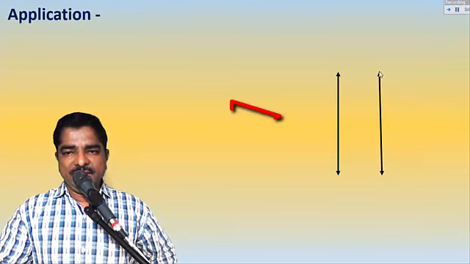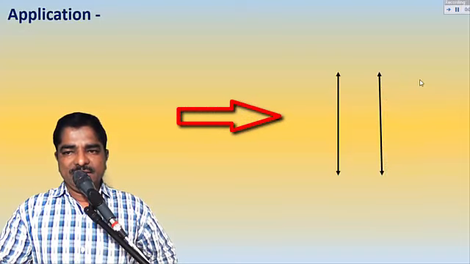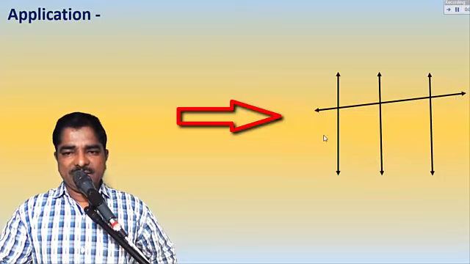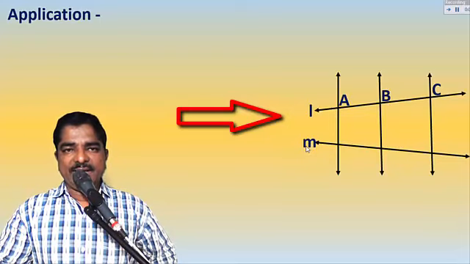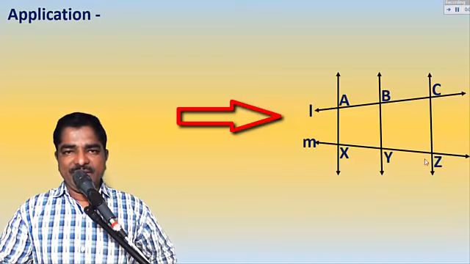Here we draw a first line, then a parallel line, and a third line also parallel. Then we draw one transversal, named L. That transversal intersects the first line in A, the second line in B, and the third line in C. Then we draw another transversal, line M, which intersects the three parallel lines in points X, Y and Z respectively.